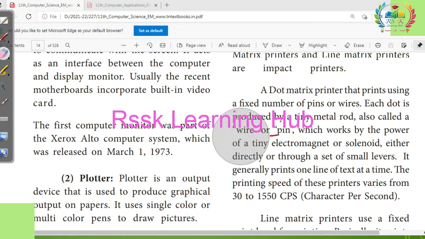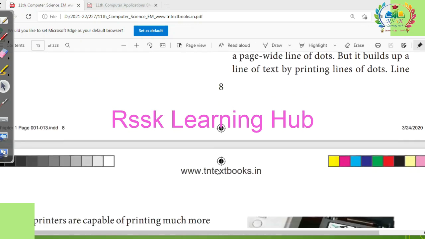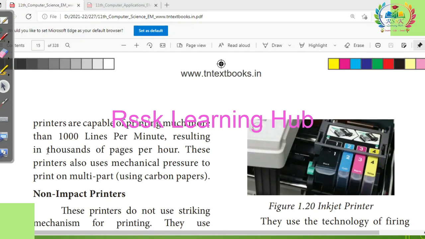Next, the line matrix printer uses a fixed print head for printing. Basically, it prints a whole page line of dots. So it prints text by printing lines of dots, based upon the dot matrix principle. It may print more than 1000 lines per minute, resulting in thousands of pages per hour. This printer also uses mechanical pressure to print on multi-part forms using carbon paper.